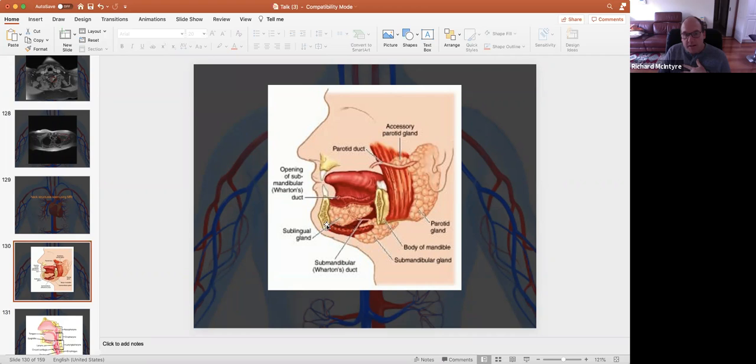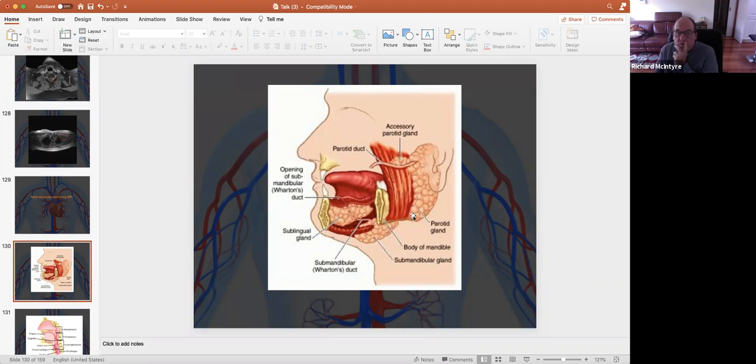We've got the sublingual glands. Okay. So we know sub meaning under and lingual meaning the tongue. So sublingual glands, okay, that do the same thing. And we've got the submandibular glands, okay. Under the mandible with the submandibular or Wharton's duct, submandibular duct going again into the mouth, underneath the tongue.